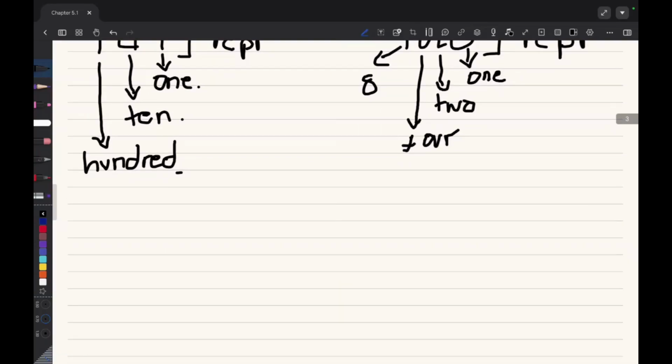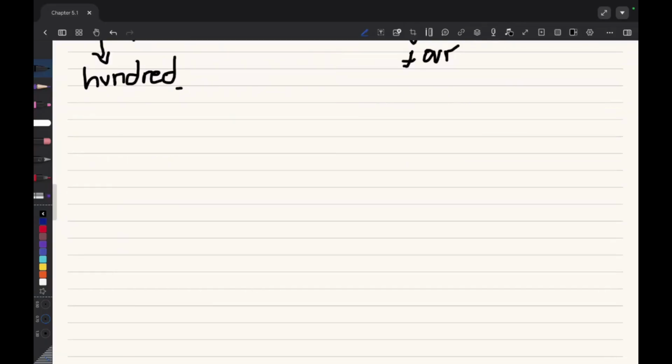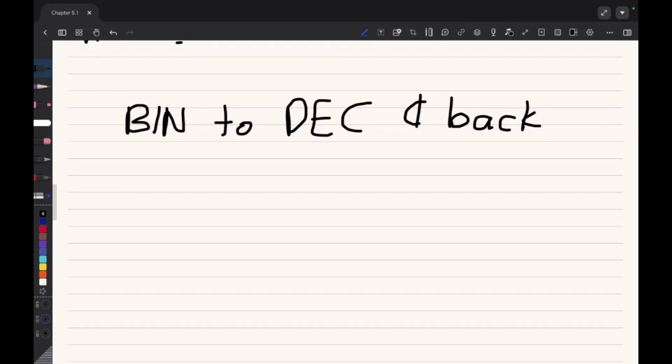Now let's start with binary to decimal and back. I'm going to use the same number, 1010. Let's start with that 1010, which I can tell is a 10 just by looking at it.